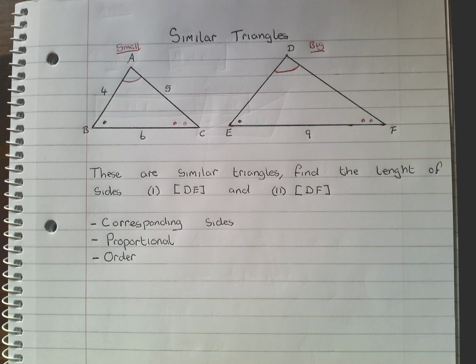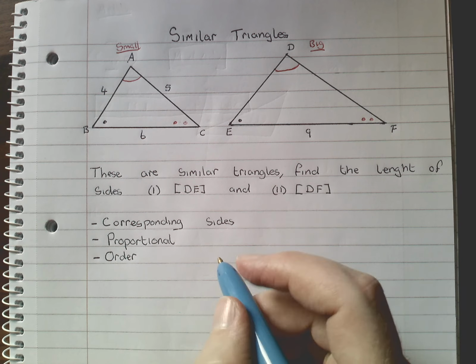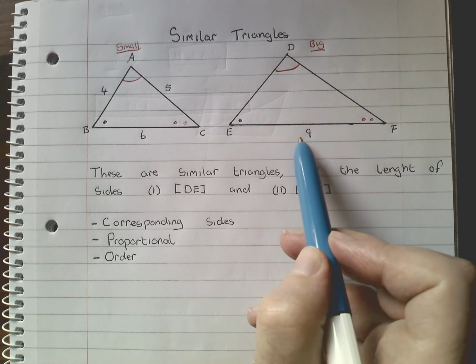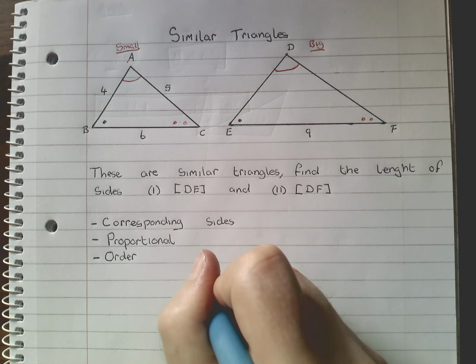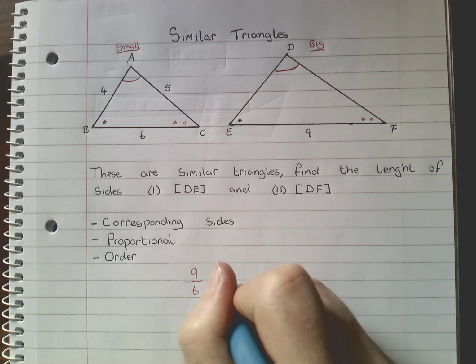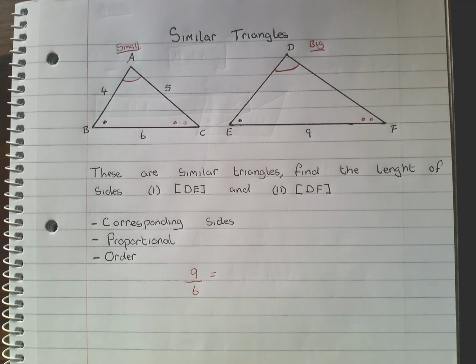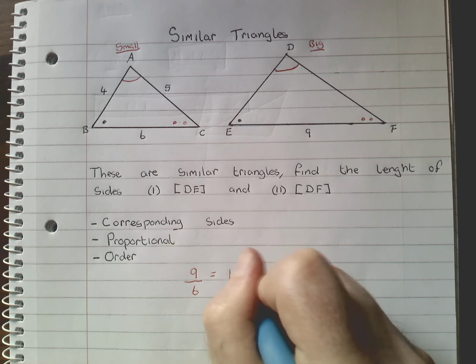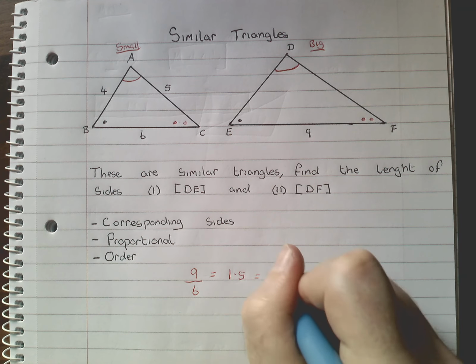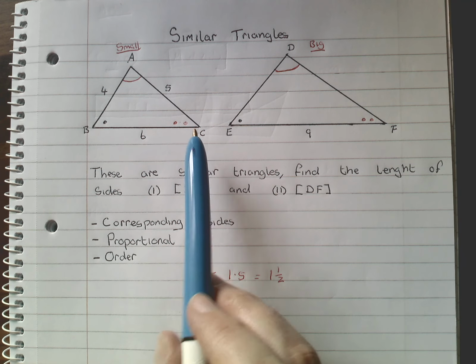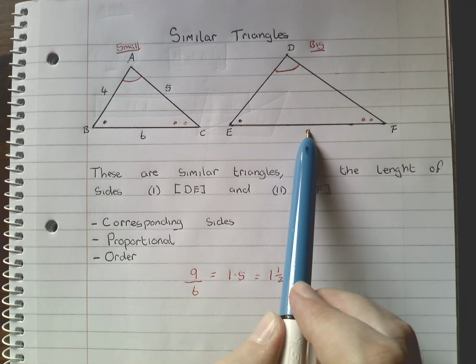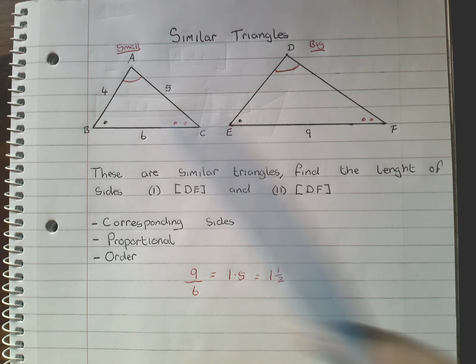So what we can do is work out the correspondence between these two sides. We can look at it from this point of view: this side is 9 and this side is 6. So the correspondence we can say is 9 divided by 6, which is equal to 1.5. It depends on what way you want to look at it. So one correspondence is that this side is 1.5 times bigger than this side. Okay, so that's one way you can look at it.